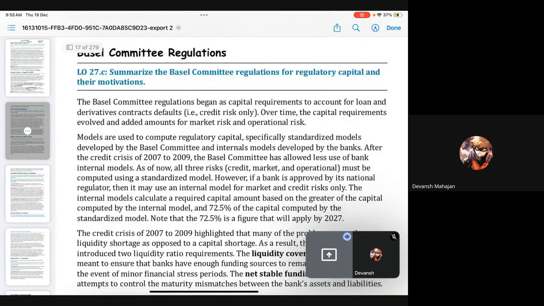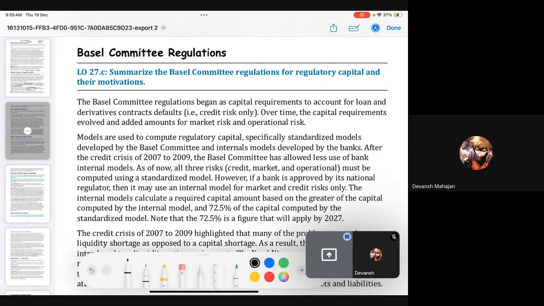So it began its capital requirements to account for loan and derivative contract defaults, which means initially when the Basel Committee came together, they focused only on credit risk. But obviously we saw भी कि credit risk is not the only source. Market risk, operational risk are also very big components of riskiness. So if you are deciding capital only on the basis of credit risk, then that is a wrong judgment. So later on, it evolved and added market risk and operational risk.